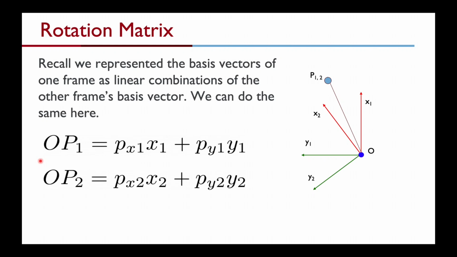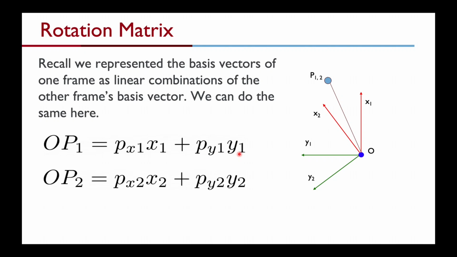So since we already have a representation of the unit vectors of one frame as a linear combination of the other frame, what we can do is the following. We can say that the position of point P with respect to frame 1, denoted by OP1, or origin to P1, can be represented in terms of the unit vectors in frame 1, right? So you can say there's an x component multiplied by the unit vector x1 plus a y component in frame 1 multiplied by y1.